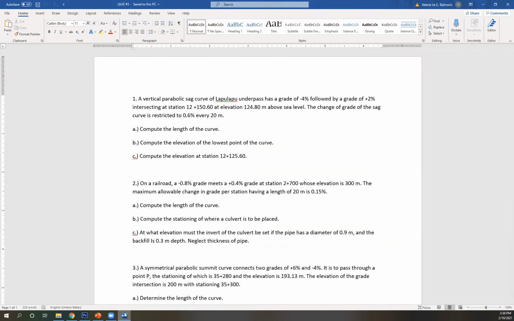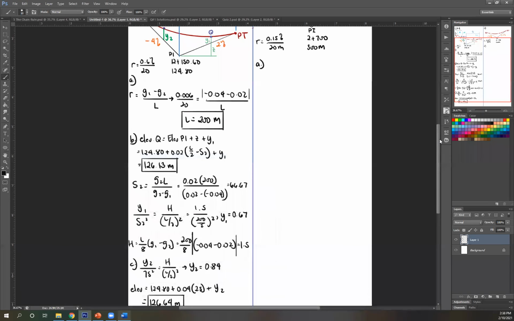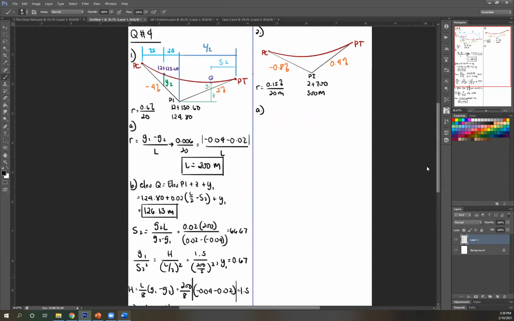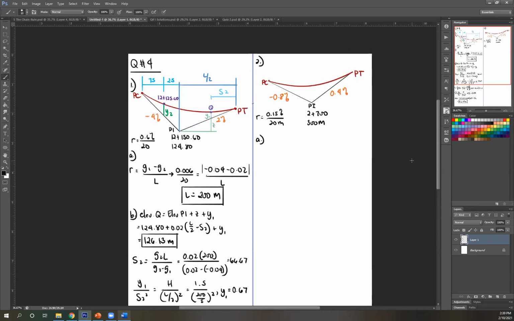Compute the elevation at station 12 plus 125.60. So where is that? If this is 125, this is 150, therefore station 125 is less than that. So it's to the left. Here, I want to know the elevation of that. The steps for the process are the same as letter B. It's from PI plus this height plus y sub 2. So again, it's PI plus z2 plus y sub 2.